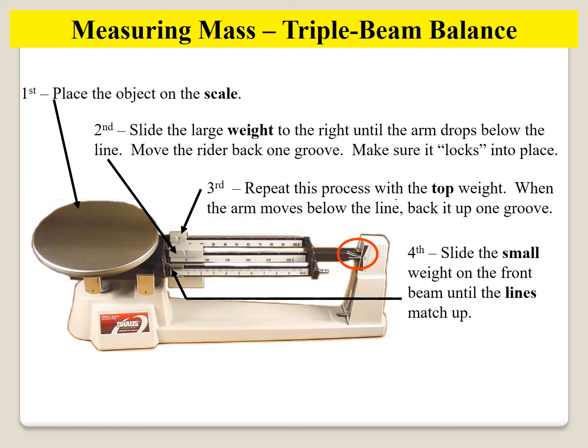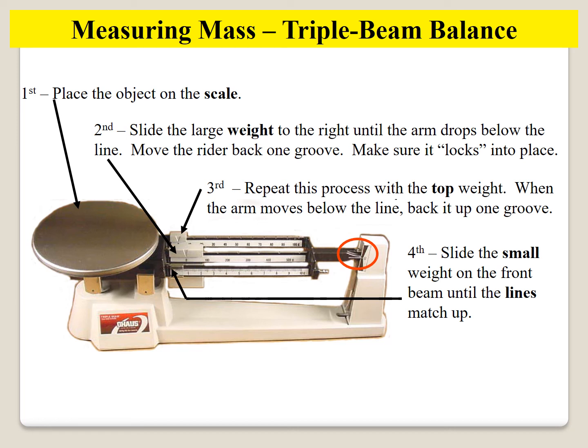So as the second procedure stated, guys, you slide a large weight to the right until the arm drops below the line. And the arm, guys, is what we will be using to get a precise reading, which is circled in red. Then we repeat this process with the top weight. When the arm moves below the line, meaning it will drop below it, you back it up one groove.